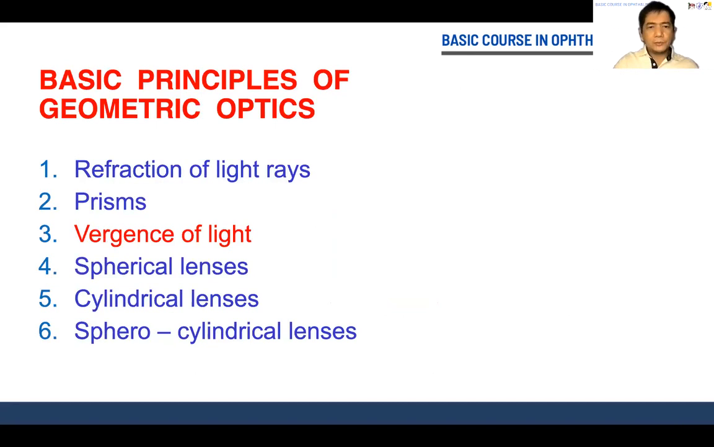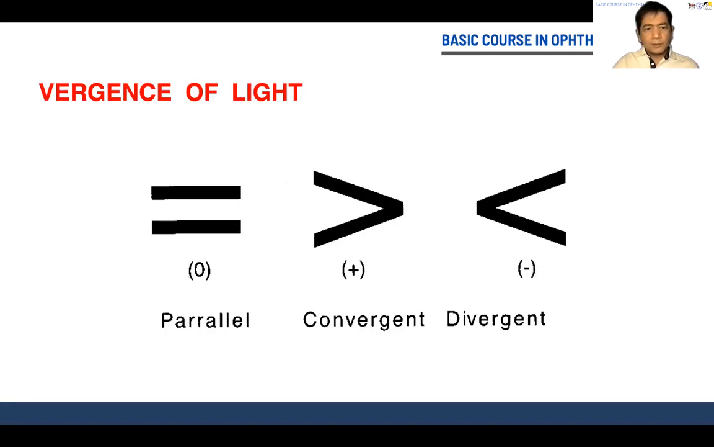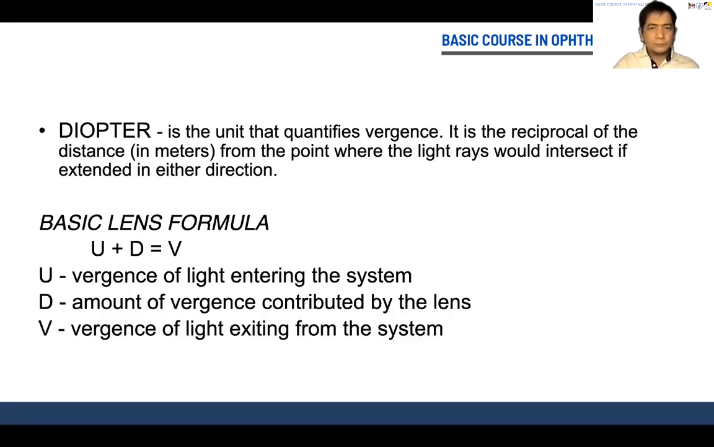Next is the vergence of light. Vergence is the relationship between two light rays striking the eye or emanating from the eye. A negative vergence is when light is diverging from a point, while a positive vergence is when light is converging to a point. A zero vergence means light rays are parallel. So this is the illustration for your convergent and divergent.